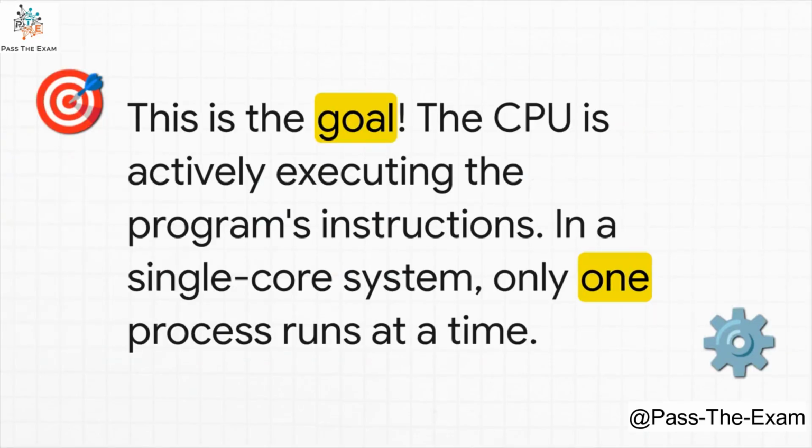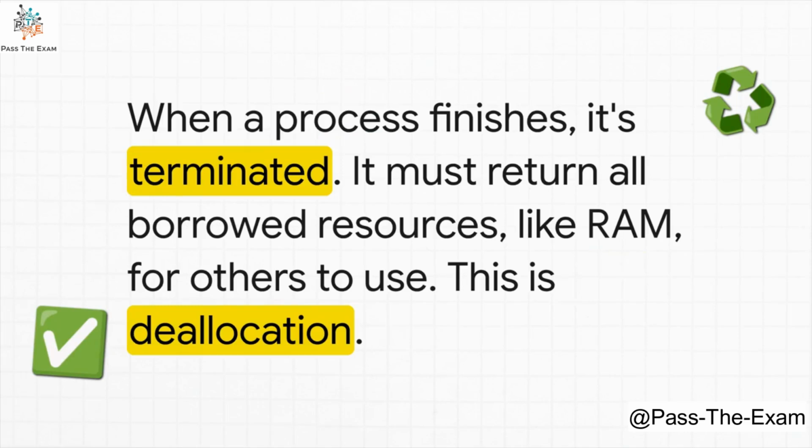Now that running state, that's the whole point. This is where the CPU is actually crunching the numbers and executing the program's instructions. But here is the absolute key to understanding multitasking. On a single CPU core, only one process can actually be in the running state at any given microsecond. Just one.